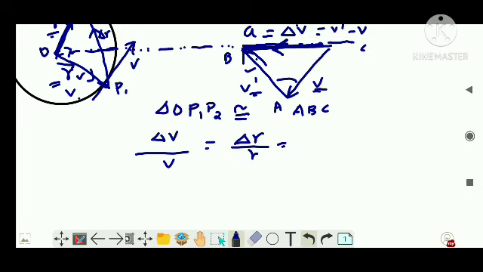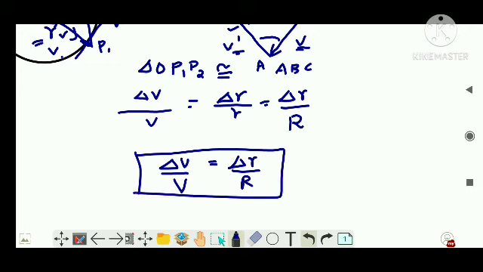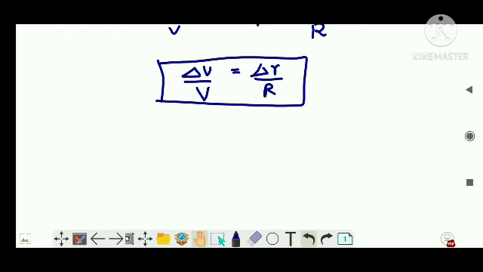Let's say the radius of the circle is capital R, so delta R by capital R. That is the R vector here. So I can write delta V is equal to V into delta R by R. If you are asked for the ratio, you just have to write delta V by V is equal to delta R by R. Keep it as it is, no change in the order, because this is not what we want to find. We want to find what is acceleration's magnitude, right?